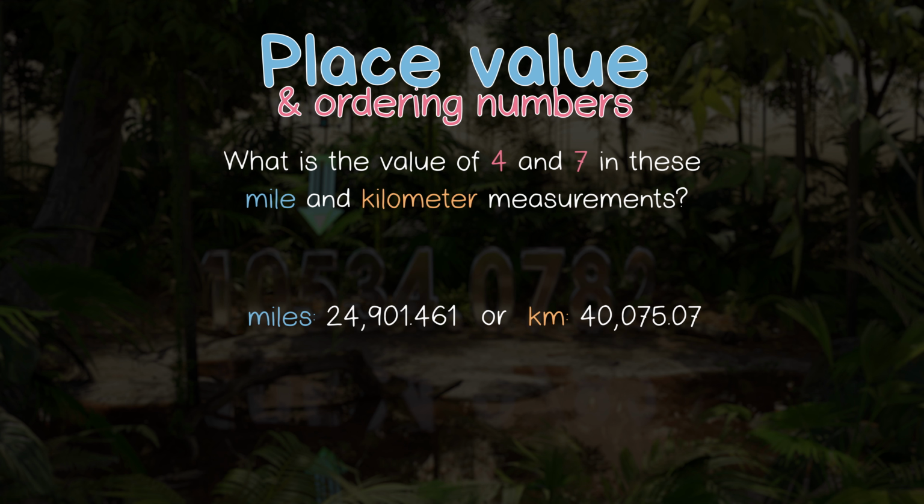In our measurement in miles, 4 is in the thousands position and then the tenths position. 4 times 1,000 is 4,000 and 4 times 1/10 is 4 tenths, so 4,000 and 4 tenths.